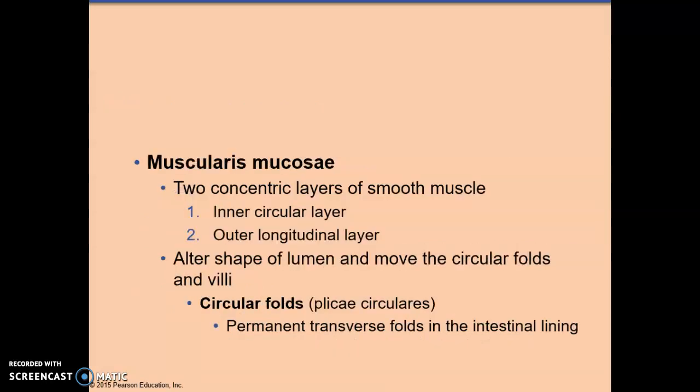The muscle layer is the muscularis mucosae, and it's 2 layers of muscle tissue, the innermost circular layer and the outermost longitudinal layer. And these will change the shape of the lumen and move the circular folds and the villi, allowing foods to move throughout the small intestine. The muscularis mucosae also has circular folds called plicae circularis, permanent folds.